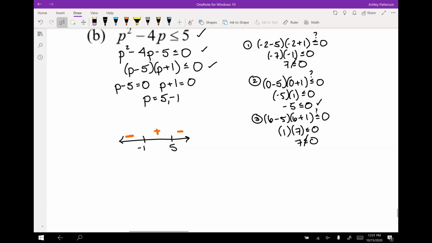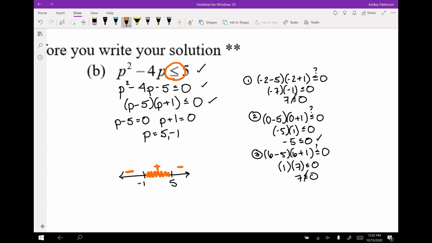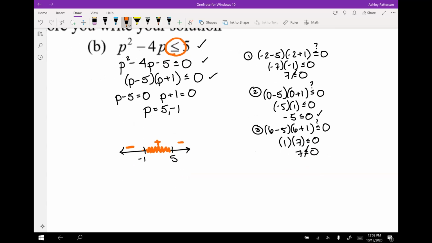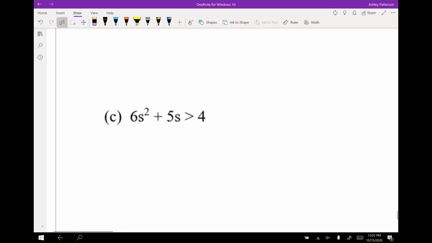All right, our final step after we've analyzed is we see that our solutions exist between -1 and 5, and we look at the inequality. It is equal to, so I am including -1, I am including 5. I'm going to write that p is greater than or equal to -1 and less than or equal to 5. Nice. And I used p because that was the given variable. Be careful about that. All right, let's look at C. We have a couple more coming at us.